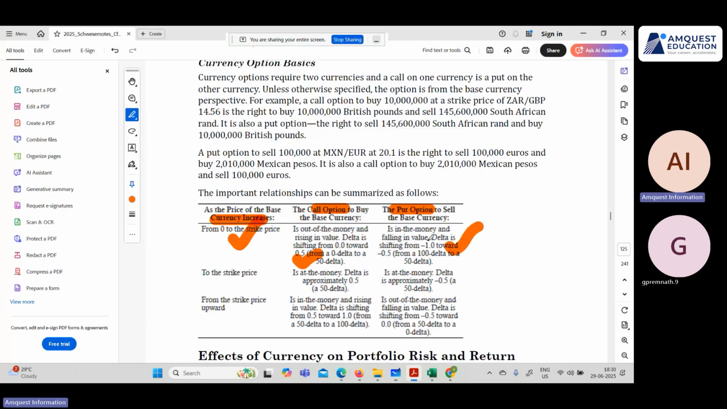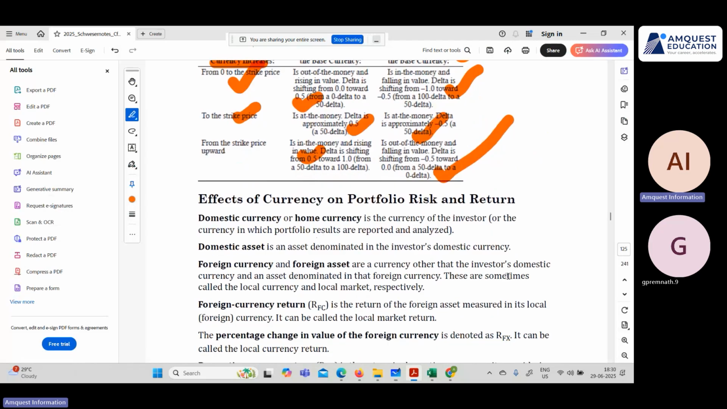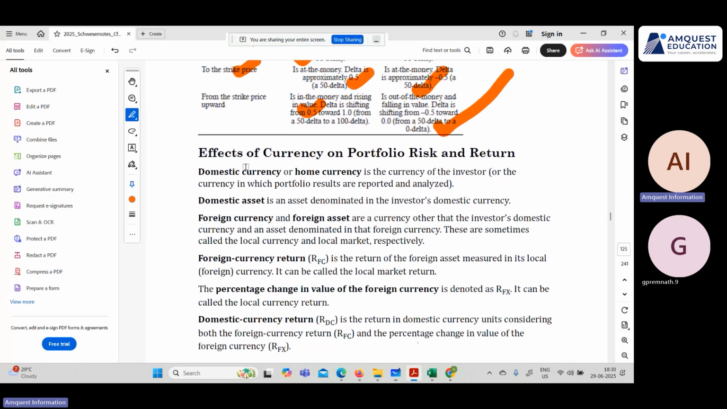Okay, why is it going from -1 to -0.5? Because you are selling the base currency. Right? Again, at the strike price, it is 0.5 and -0.5, and more than the strike price, it goes from 0.5 to 1. It is the opposite. Something that we already know. It's just a repetition of what we already studied somewhere else. Clear? Clear. Okay. So we will start with the home currency, etc.